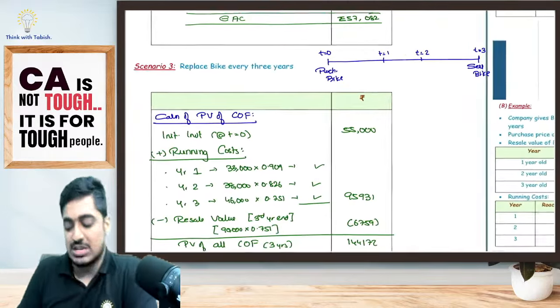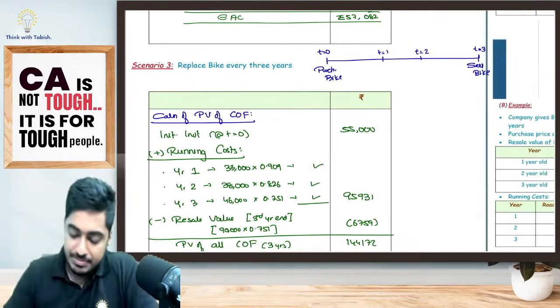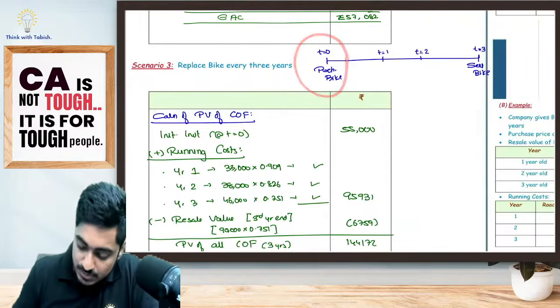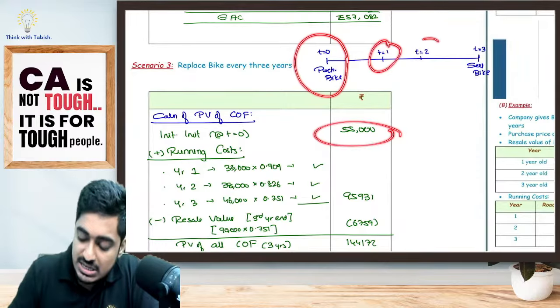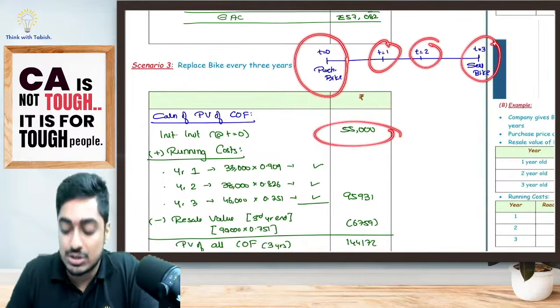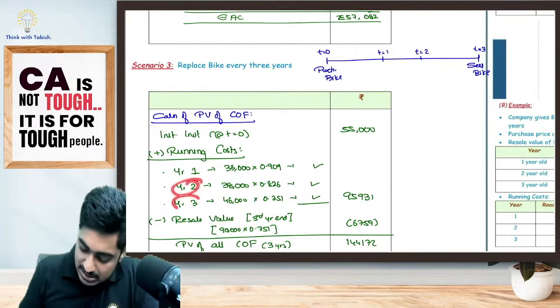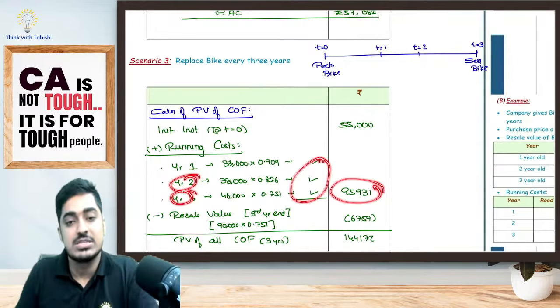Now I am telling, no, boss, I want to use it for 3 years. You are telling okay. Yes, at t equal to 0, you purchased the bike, 55,000 you paid. Okay. Yes, first year, second year, third year, every year running cost you are incurring. Bring it to present value terms. First year, second year, third year running cost you incurred. Bring it to present value.